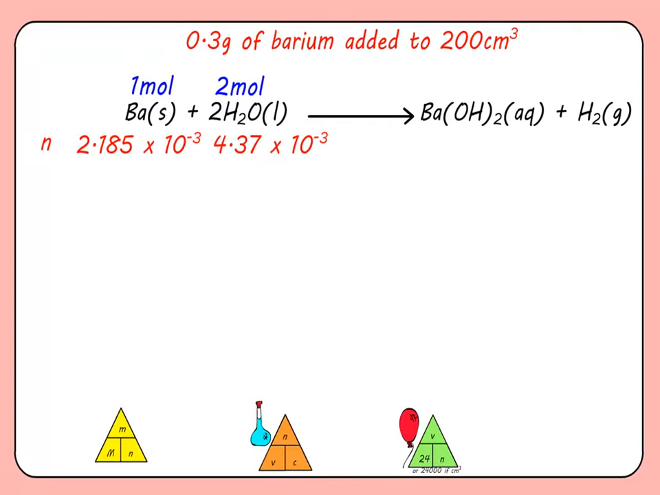Then, if we are asked to calculate the volume of hydrogen gas, we look at the equation and we see that 1 mole of barium produces 1 mole of hydrogen gas. Therefore, 2.185 times 10 to the minus 3 moles of barium will produce the same number of moles of hydrogen.